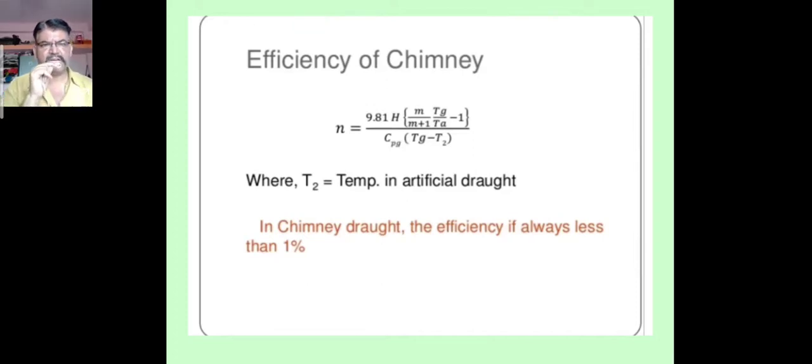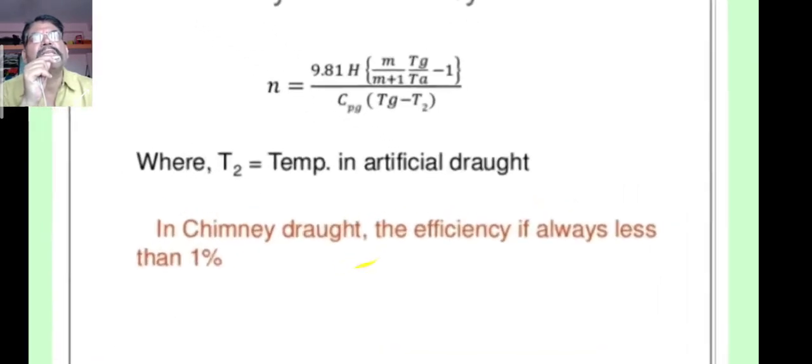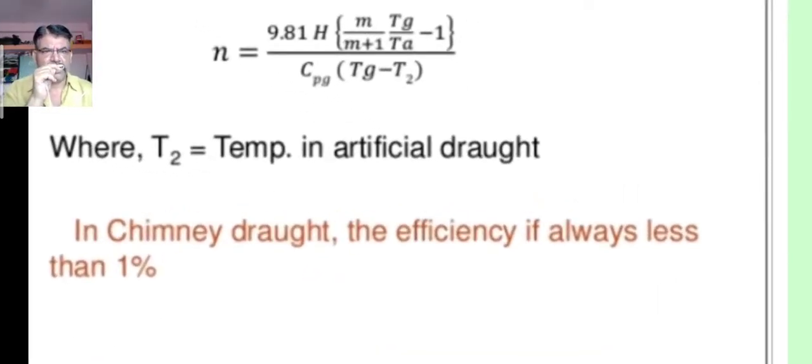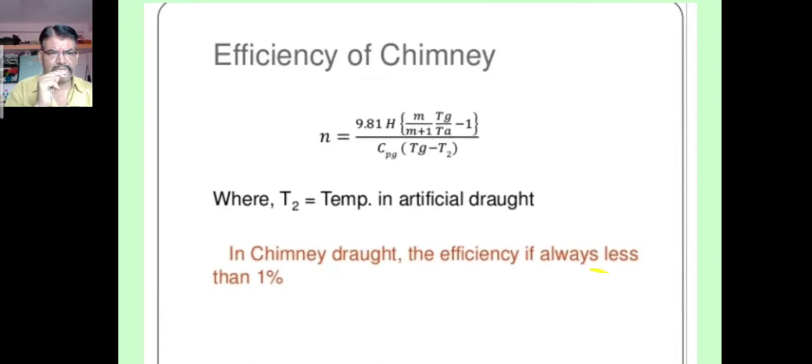or it can be mentioned in the form of 9.81 H into bracket, as you can see, m Tg divided by m plus Ta, minus 1, divided by Cpg, the specific heat at constant pressure of the gas, into bracket Tg minus Ta, where Tg is the temperature of the gas. T2, as I told you, is the temperature of the flue gas in the chimney, and like how T2 is given, the temperature of the artificial draught is given. So finally this is the efficiency; another way it is given is H dash g divided by 1000 Cpg into bracket T2 minus T1.